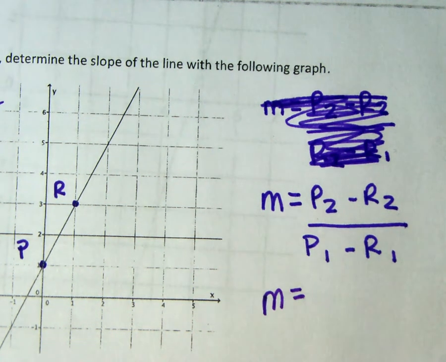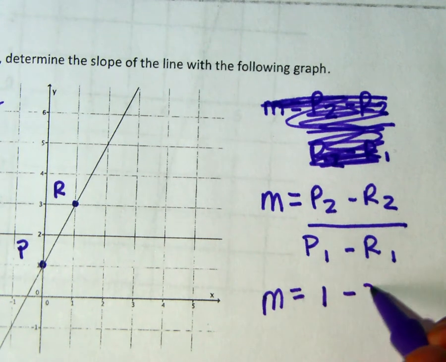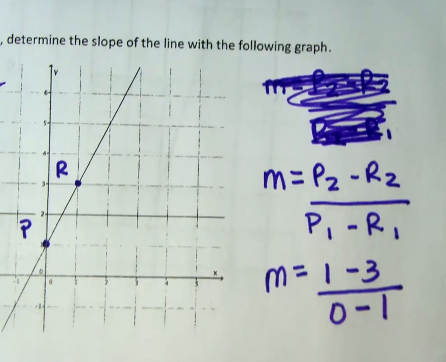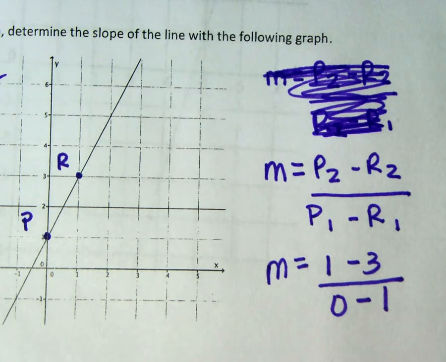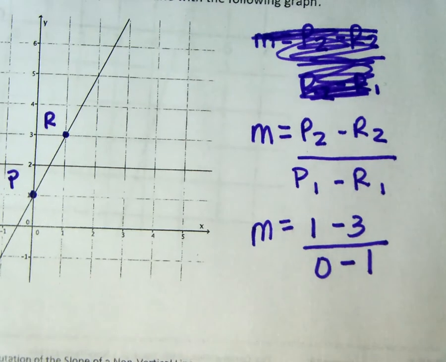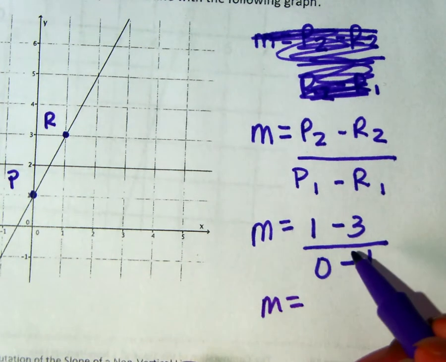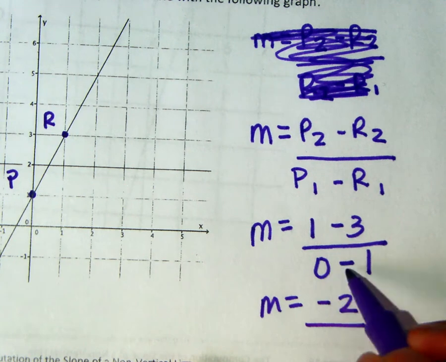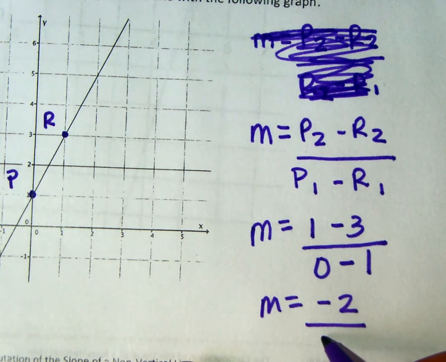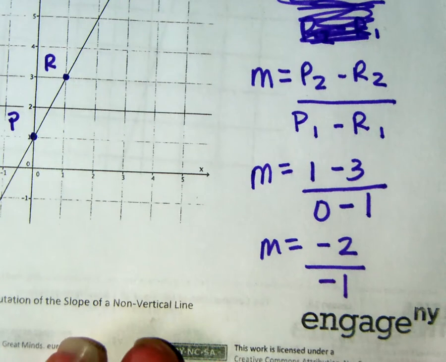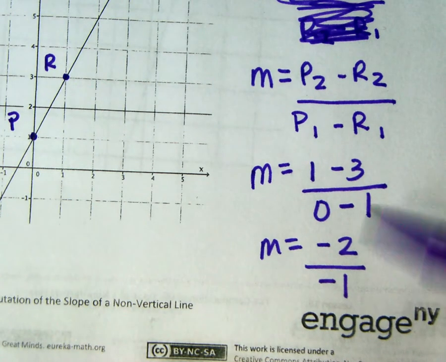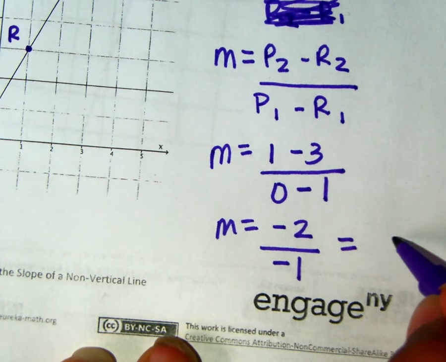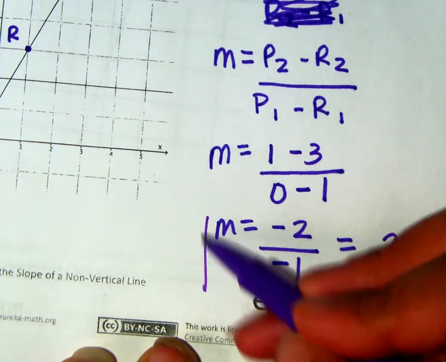All right, so when I substitute what I've been given, I'm going to substitute 1 and subtract from it 3. And I'm going to substitute in 0 and subtract from it 1. Continuing to work vertically, I know 1 minus 3 will leave me with negative 2. And I know that 0 minus 1 will leave me with negative 1. I know that when I have two negatives being divided, I'm going to end up with a positive. So m is equal to negative 2 divided by negative 1, which will be positive 2.